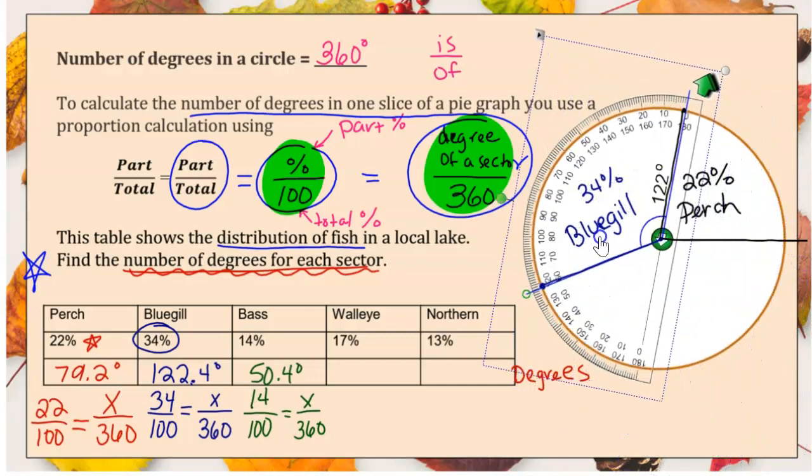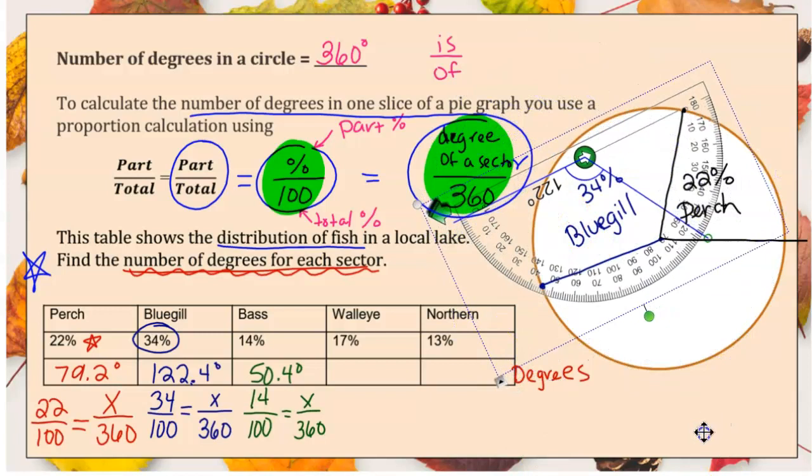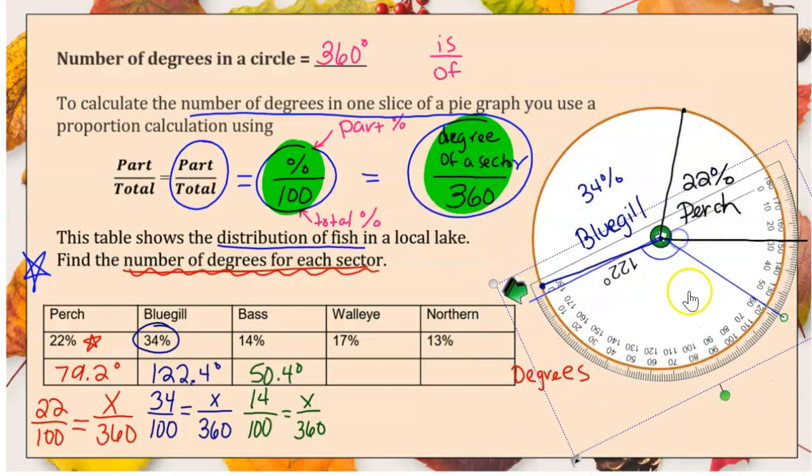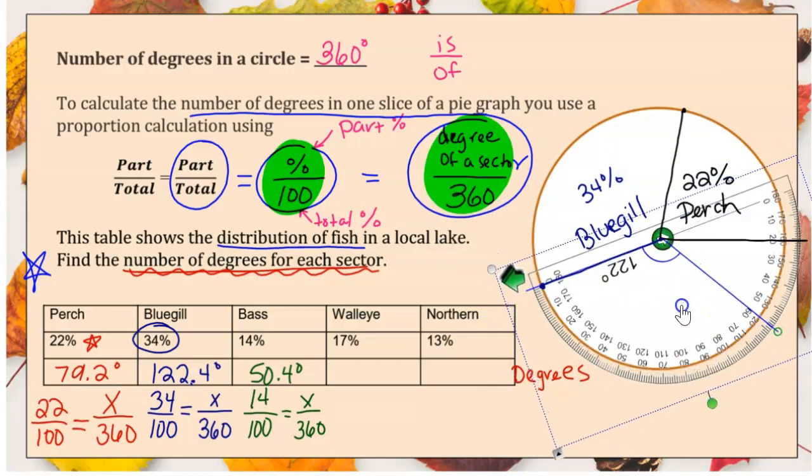I'm going to line up my protractor so that it starts with that 0 degrees. Oops. A little off here. I'm going to restart this part so that it is 50.4 degrees. So 50.4 is about there. So that's my bass. And that is 14% of my data.